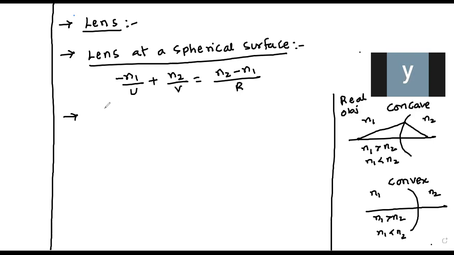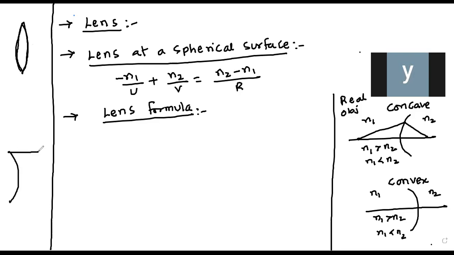After that we are having the lens formula. Now you can see that lens means it is a combination of two spherical surfaces. Suppose let us consider I am having two convex spherical surfaces which are joined together. Then we'll call it a lens. Suppose I am having concave spherical surfaces which are joined together. We can get the concave lens, or we can also call it a biconcave lens. That also we will get.